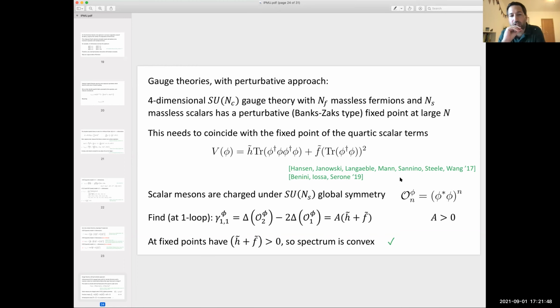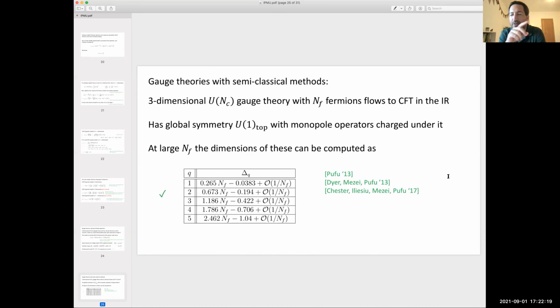And then one can show that at fixed points, the sum of these things is indeed positive. And that's related to the boundedness of the scalar potential. If you have negative terms in the scalar potential, then you'll just get a runaway and there'll be no vacuum to the theory. So the positivity is essentially the statement that there is a vacuum to this theory, and this is equivalent to convexity of the spectrum. So indeed, it passes this test. One can also calculate the fermion meson operators, but then it's a much more subtle calculation and much more difficult, and we haven't done that, but it can be done in the future, hopefully.